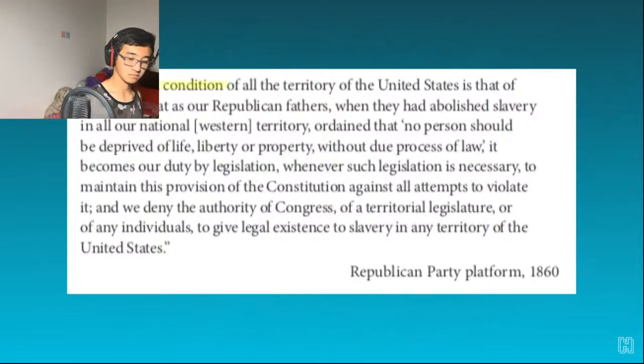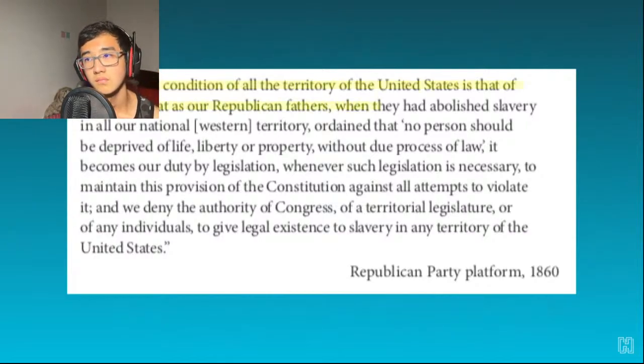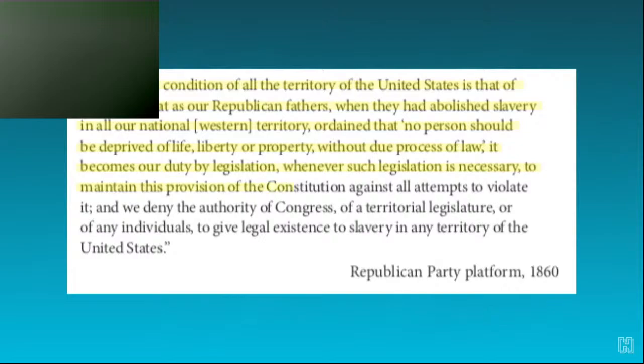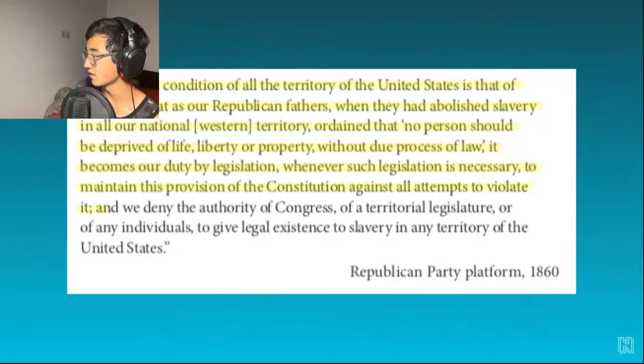The normal condition of all the territory of the United States is that of freedom, that as our Republican fathers, when they had abolished slavery in all our national western territory, ordained that no person should be deprived of life, liberty, or property without due process of law, it becomes our duty by legislation, whenever such legislation is necessary, to maintain this provision of the Constitution against all attempts to violate it. And we deny the authority of Congress, of a territorial legislature, or of any individuals to give legal existence to slavery in any territory of the United States.